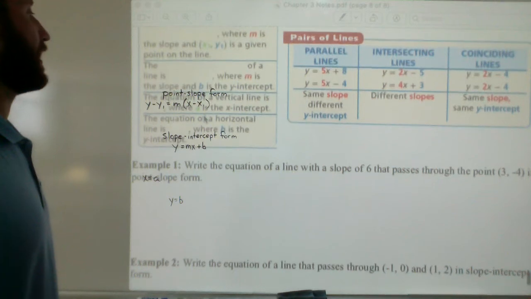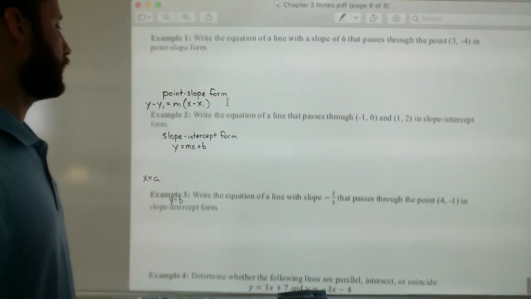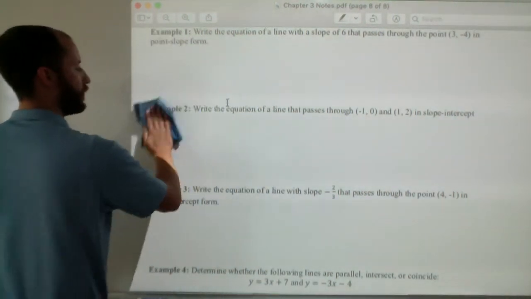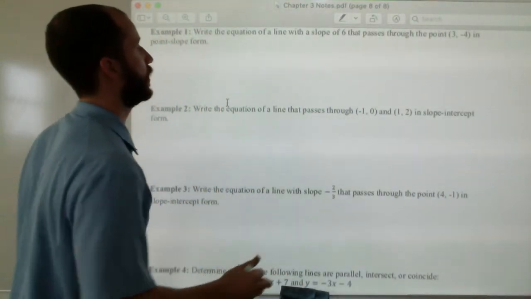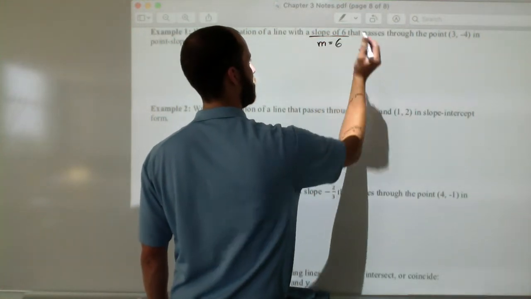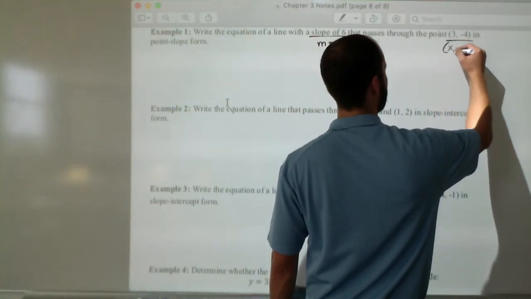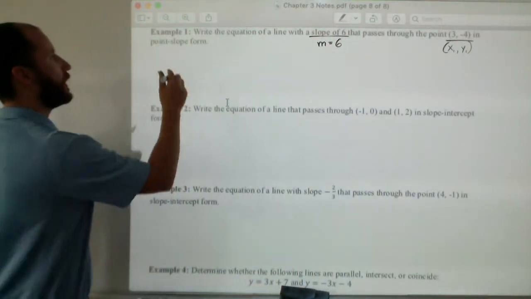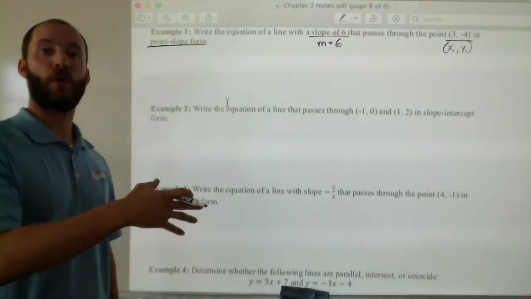So looking at the examples in this section, it's really kind of a bunch of different scenarios. They're giving you some information, and then you need to write your answer in a certain form. So they're giving you the slope, m equals 6. They're giving you a point, so that's x1 and y1. And they want you to write it in point slope form. How lucky for you.